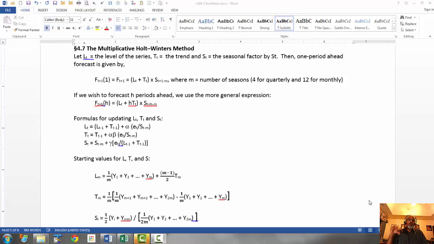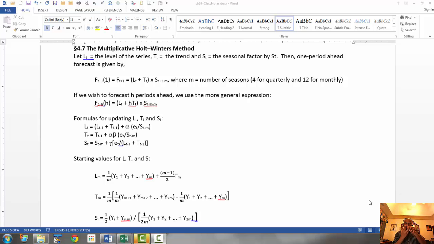Okay, we're going to do two things now. One is we're going to look at the same Holt-Winters model, that is smoothing all the three series, the local, the trend, and the seasonality. But now this time we're going to use a multiplicative model. And the second thing is we're going to take a larger data set and we will do all three.